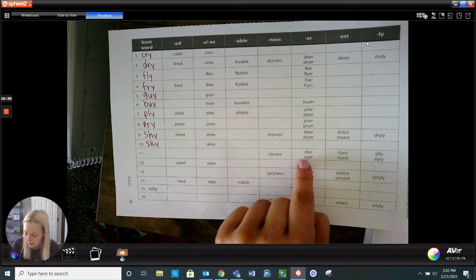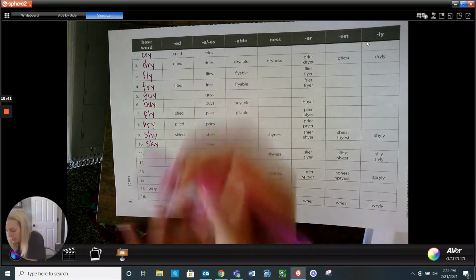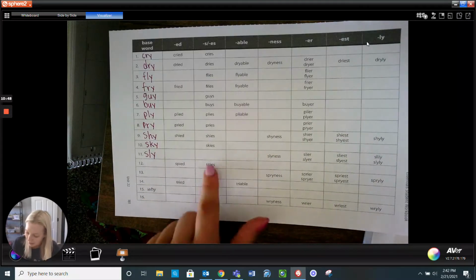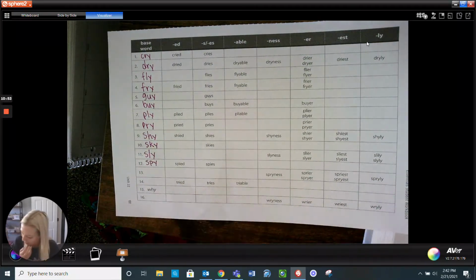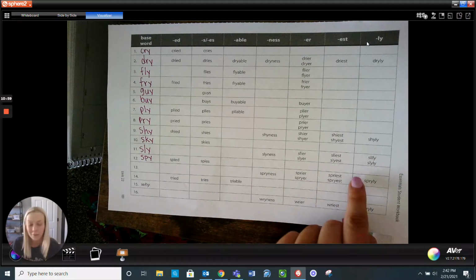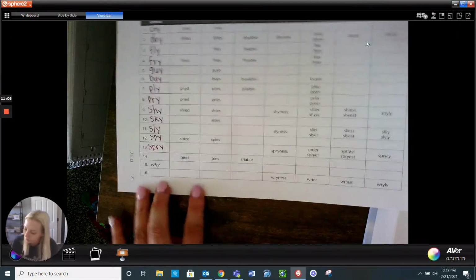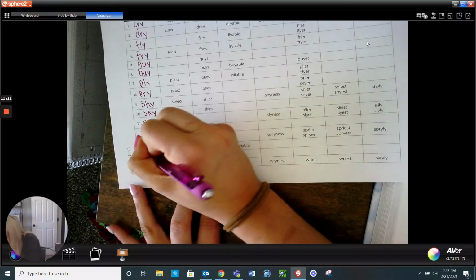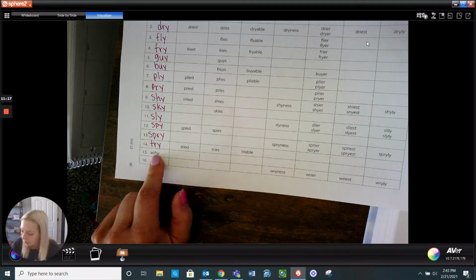Slyness, slyer, slyest, and slyly. The word is sly. Spied and spies, spy. Spryness, spryer, spryest, and spryly is spry. Tried, tries, triable, try. Number 15 they give us is why.